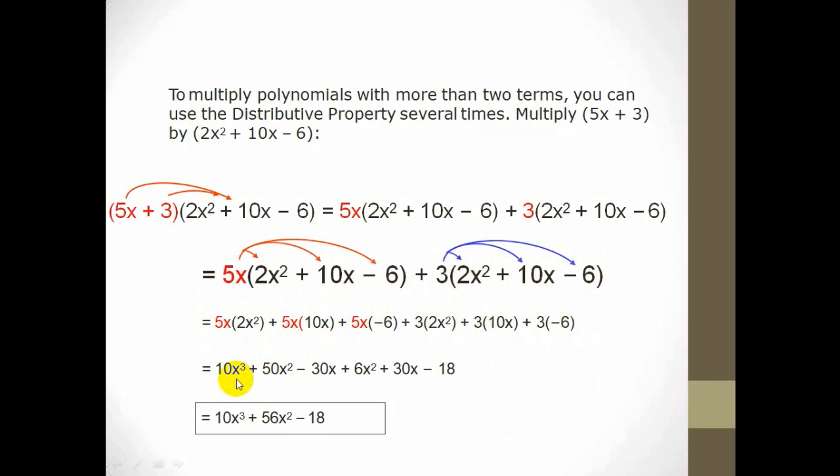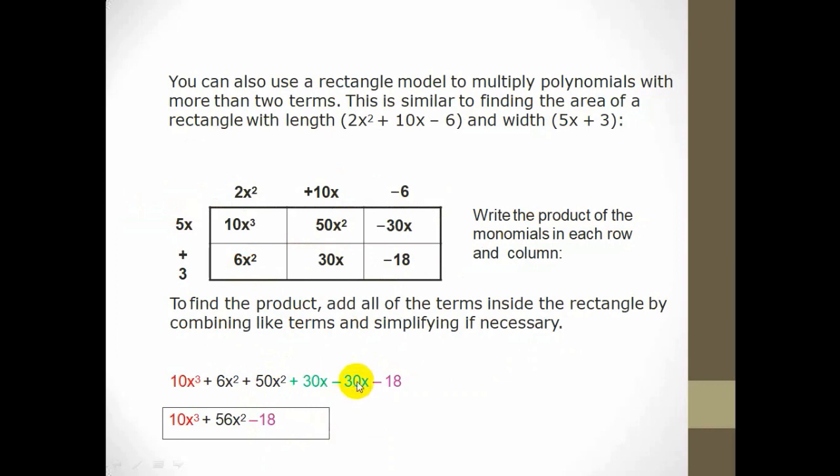And we can get 10x power 3 plus 50x square minus 30x plus 6x square plus 30x minus 18. Now combine the like terms. 10x cube plus 56, these two terms are like terms, 56x square minus 18. Now this is a very interesting method.